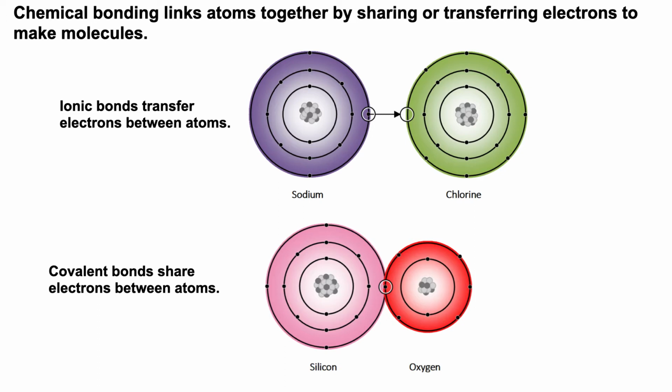We're not going to go into chemical bonding in this tutorial, but we want you to realize that chemical bonding is linking atoms together by sharing or transferring or some other relationship where electrons are moving around and causing the whole atom to become connected to another atom.